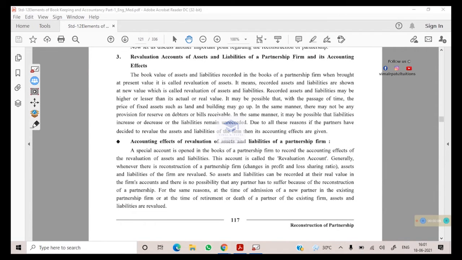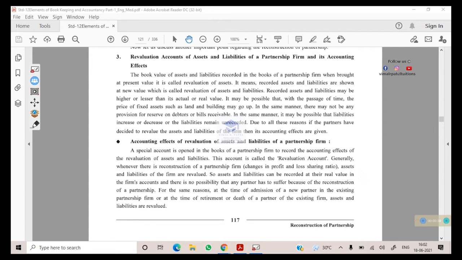Revaluation of assets and liability. Due to reconstruction of a partnership firm, the first impact will be a change in profit and loss sharing ratio. After that, the value of assets and liability will change. Suppose an asset which was acquired at 10 lakh now has a value of 15 lakh. So that is a profit in the books of 5 lakh.